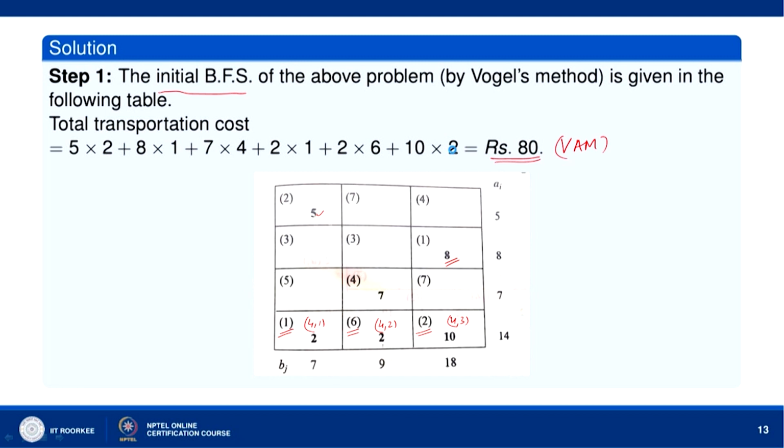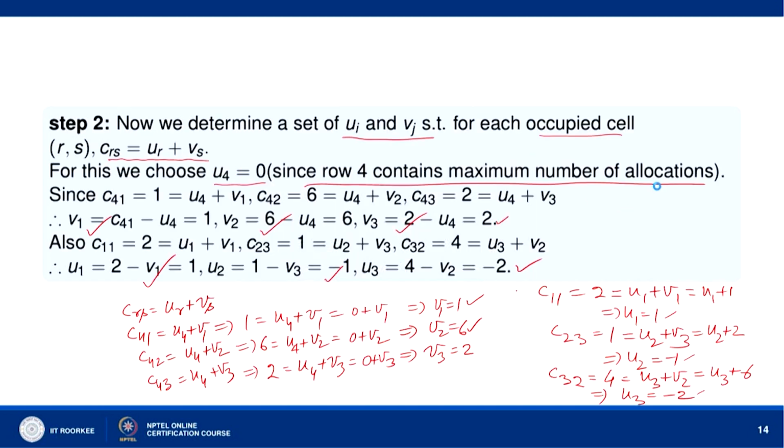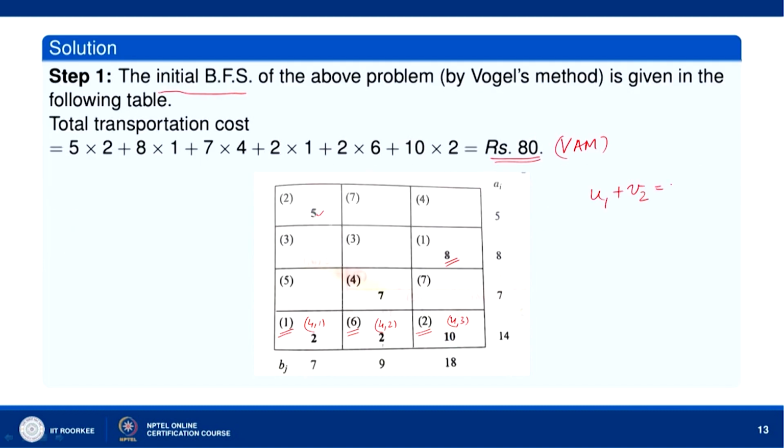So, for example, this is an occupied cell, we have allocated 5 units here. This is an unoccupied cell. So here we will have first row, that is u1 plus b2. First row, second column. So u1 plus b2 will be how much? u1 equal to 1 and b2 equal to 6. So we will have u1 plus b2 equal to 1 plus 6 equal to 7.